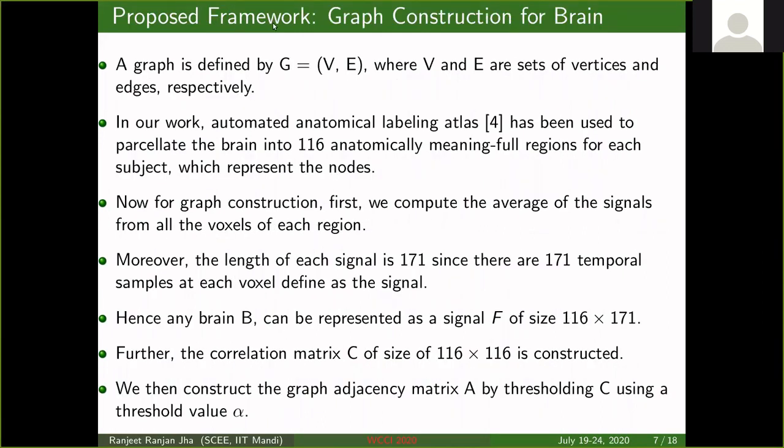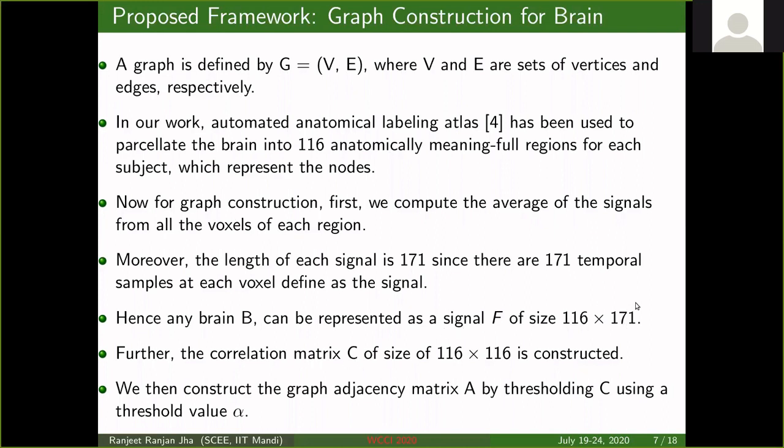Now come to the proposed framework. So the first step in the proposed framework is to get the graph. A graph is defined by G = (V, E), where V and E are the sets of vertices and edges. In our case, we have parcellated the brain into 116 regions by using the automated anatomical labeling atlas, where each region represents one node of the graph. For graph reconstruction, first we compute the average of the signals from all the voxels of each region. The length of each signal is 171, since we have 171 time instants. In this way, any brain volume can be represented as a signal f of size 116 x 171.